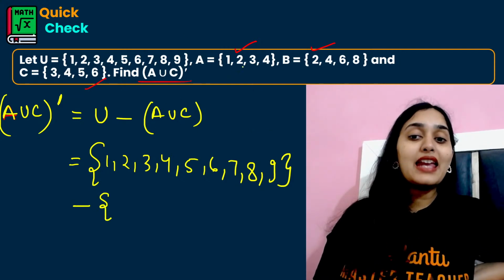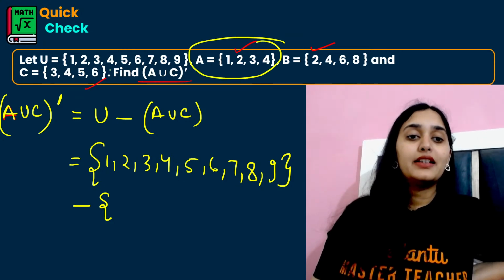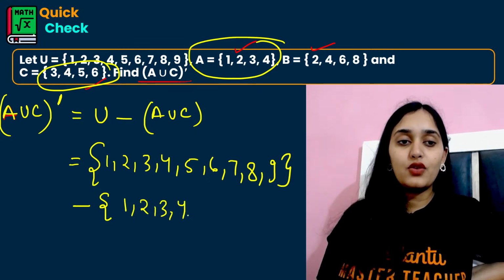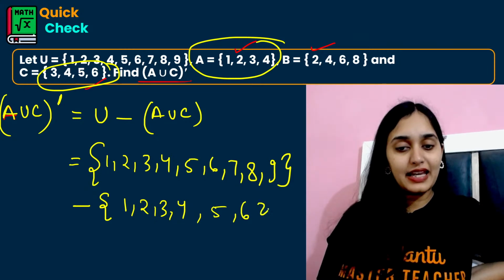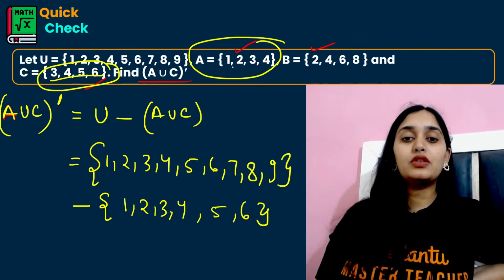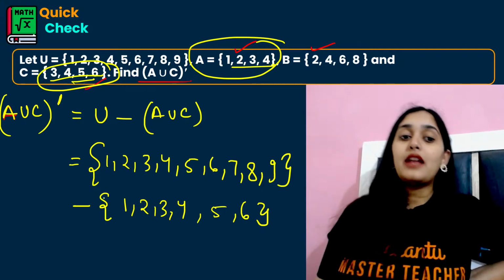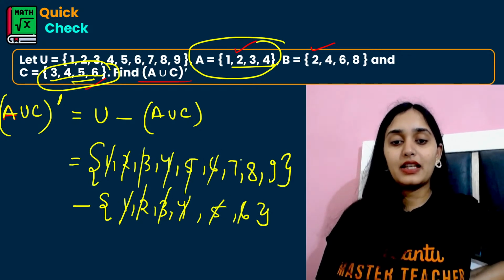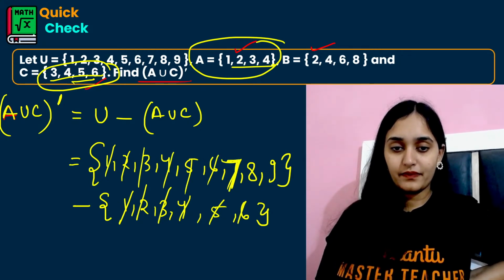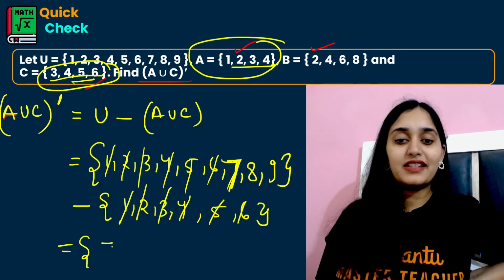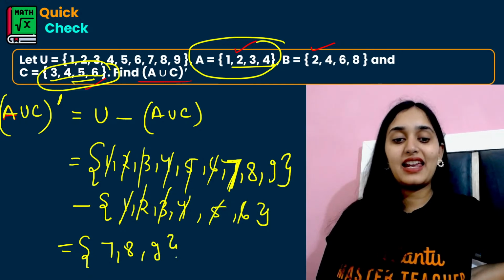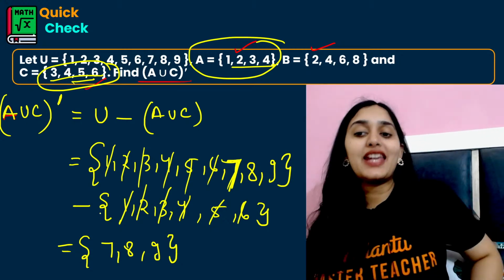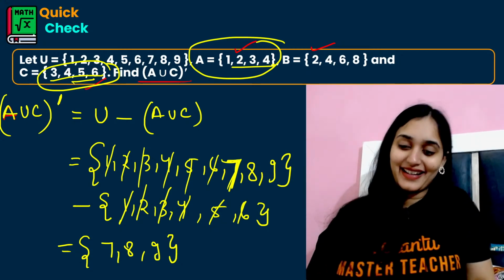Now, what is A union C? This is A, this is C. So, A union C will be 1, 2, 3, 4, 5, 6. Because 1, 2, 3, 4 from here, 5, 6 from here. Now, you subtract it. 1 should not be there. 2, 3, 4, 5, 6. That's it. 7 should be there. Okay. So, finally, we have 7, 8, 9. So, what should be there in A union C complement? 7, 8, 9 should be there, right?